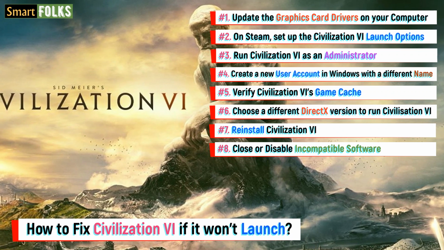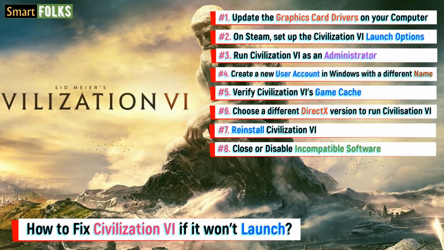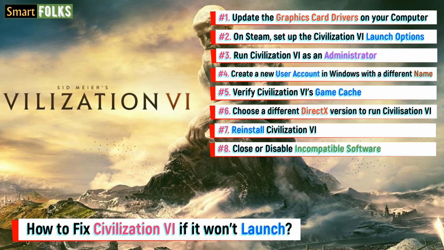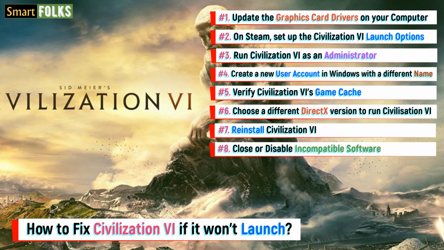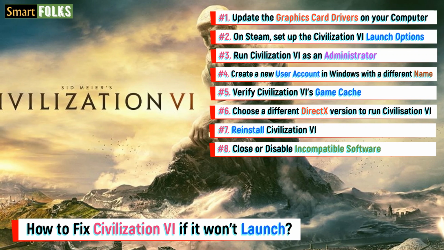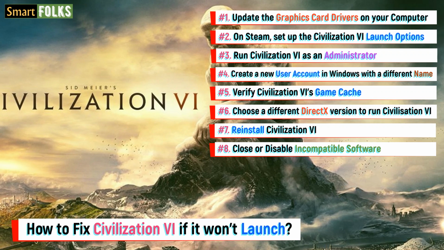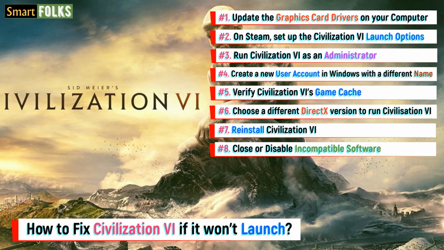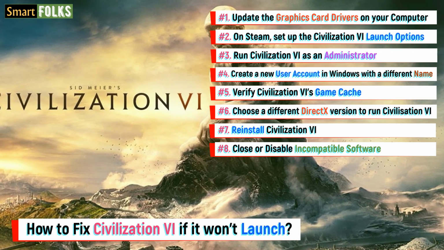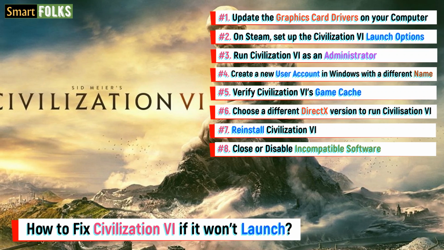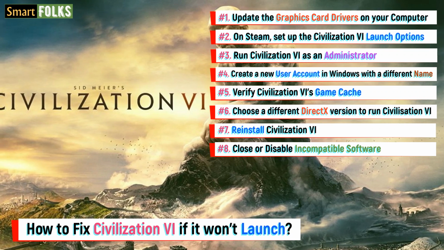Another possible issue with Civilization 6 is third-party antivirus software. To disable any third-party antivirus software, right-click its icon in the system tray and choose the Disable option. Then choose to temporarily disable the antivirus protection before attempting to launch Civilization 6. We're pretty sure this will kickstart the game for most of you.